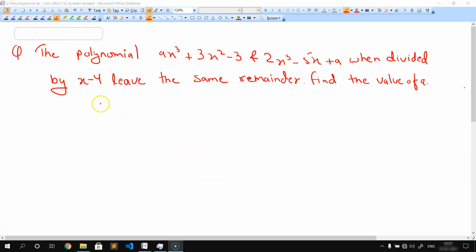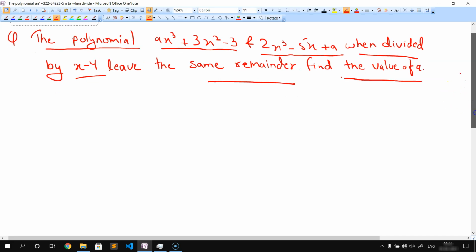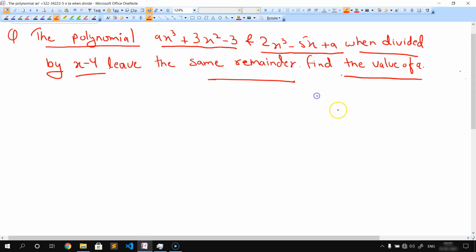In this question it is given that the polynomials ax cube plus 3x square minus 3 and 2x cube minus 5x plus a, when divided by x minus 4, leave the same remainder. Their remainders are the same. Then find the value of a. So first of all we find the equation. Put the value of x. So x minus 4 equals 0. X will be equal to 4.